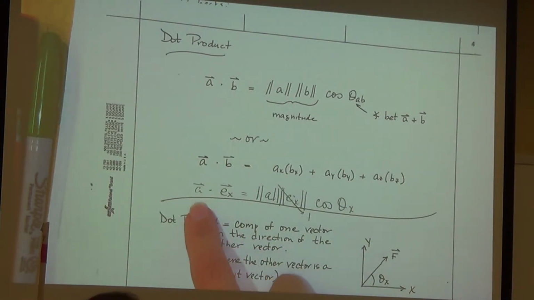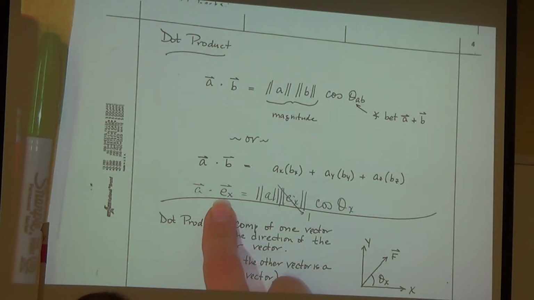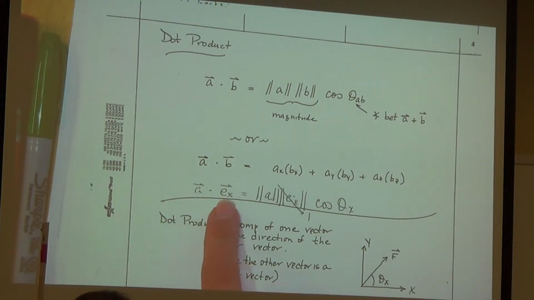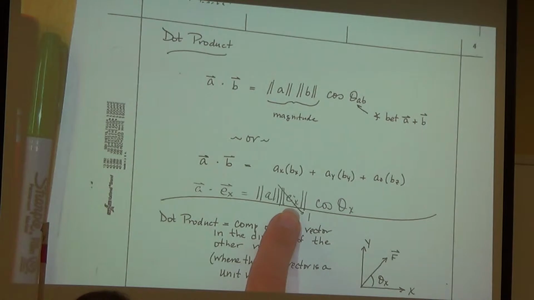Take a look at this right here. If I dot a vector A with E, did you notice what E is used for? E is the unit vector. In engineering, we tend to use E for unit vector. I think in math it might have been lambda. Different texts use different things, but I use E because the first textbook I learned from used E. When you dot a vector with the unit vector, the magnitude of the unit vector is 1.